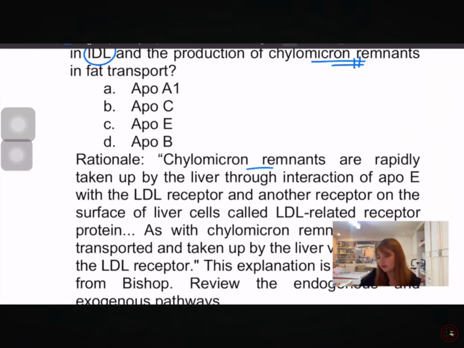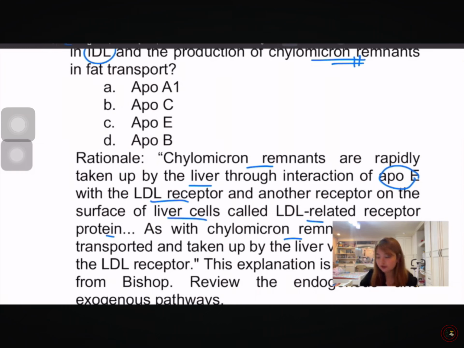So, chylomicron remnants, they are taken up by the liver through ApoE and LDL receptor, and another receptor on the surface of the liver cells called LDL receptor protein. Pero, along with chylomicron remnants, IDL is transported and taken up by the liver via ApoE also. So, both of them are taken up by the liver by ApoE and an LDL-related receptor. This explanation is lifted directly from Bishop. So if you have time, please do try to read Bishop.